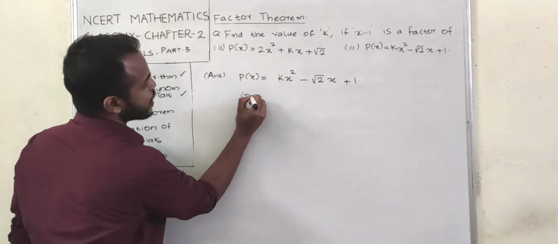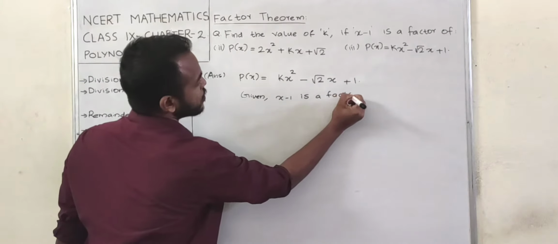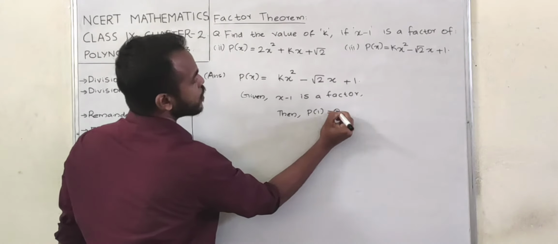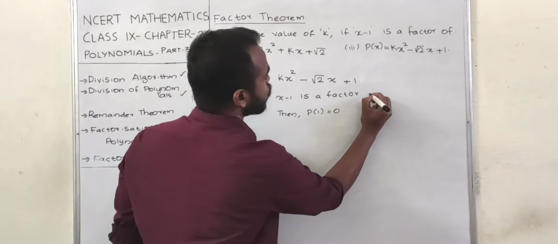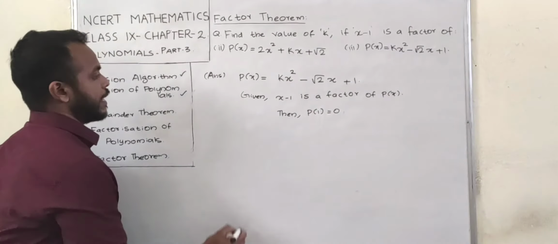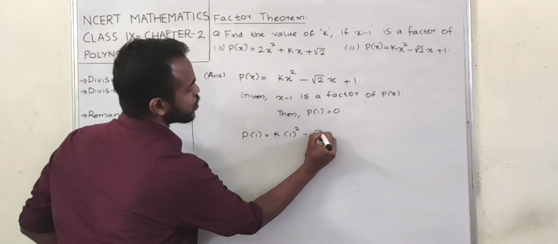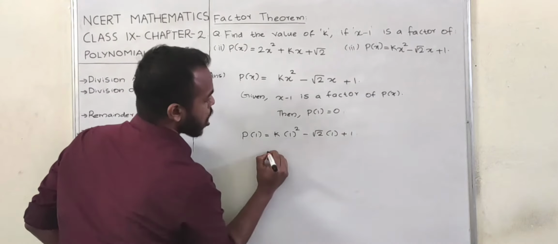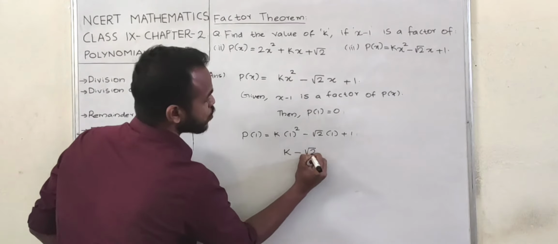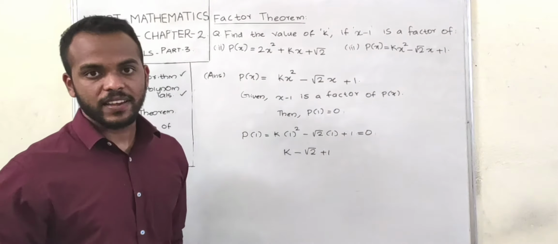Now, what's the given statement? Given x minus 1 is a factor. If x minus 1 is a factor, then we can write p of 1 is equal to 0. A factor of whom? Factor of p of x. Then only we can write p of 1 is equal to 0. Then p of 1 is k into 1 square minus root 2 into 1 plus 1. So k into 1 square is k itself, minus root 2 into 1 is root 2, plus 1. Of course this is equal to 0. Why? Because x minus 1 is a factor.